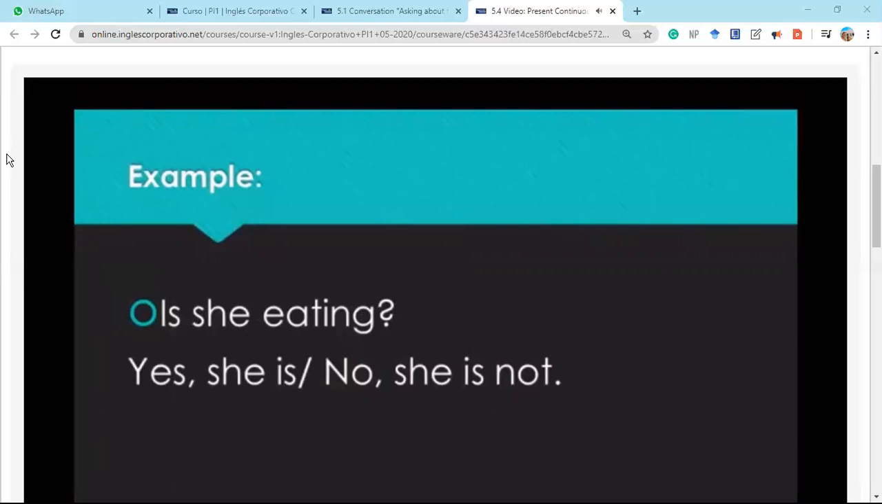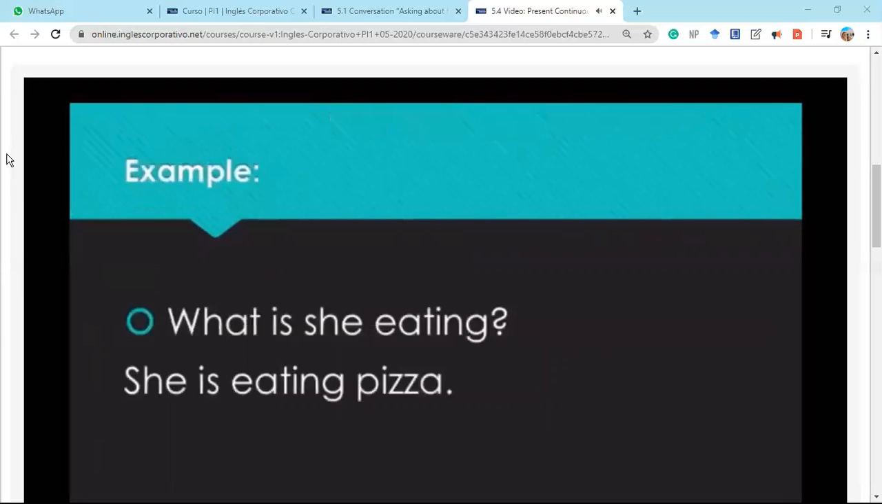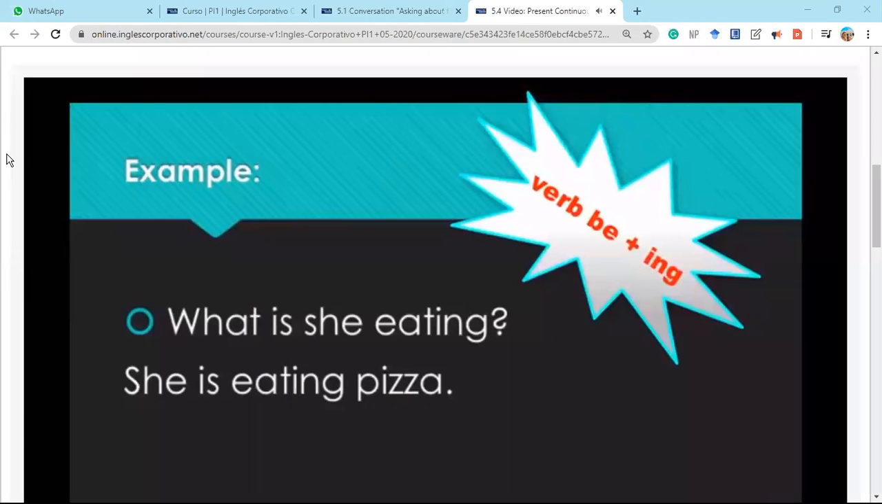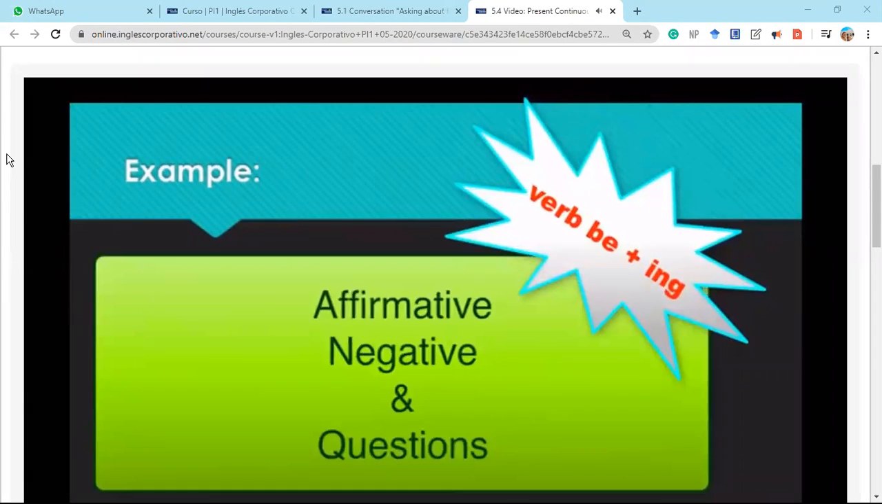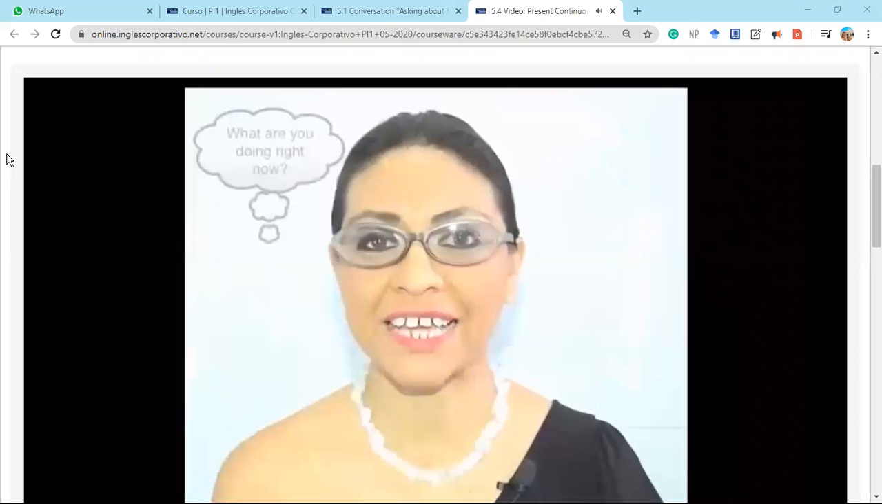No, she's not. And to ask WH questions, we add the question word needed at the very beginning of it. Let's work it out. What is she eating? She's eating pizza. Note and never forget that we need the verb be plus ing for affirmative, negative, or questions when using the present continuous. So what are you doing right now? Type your answers in our discussion box.